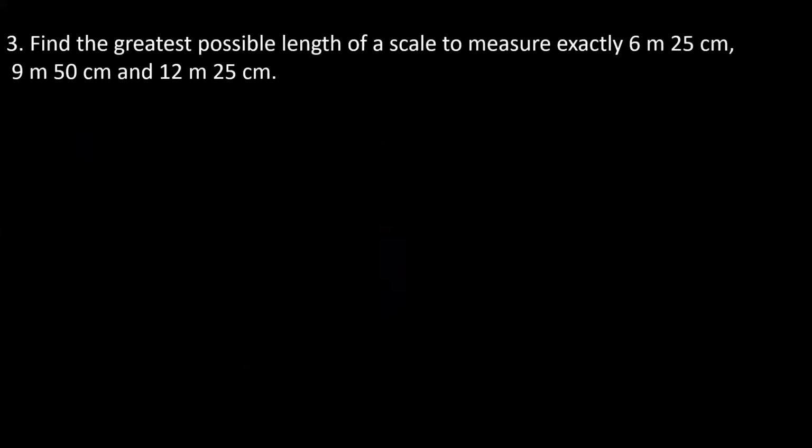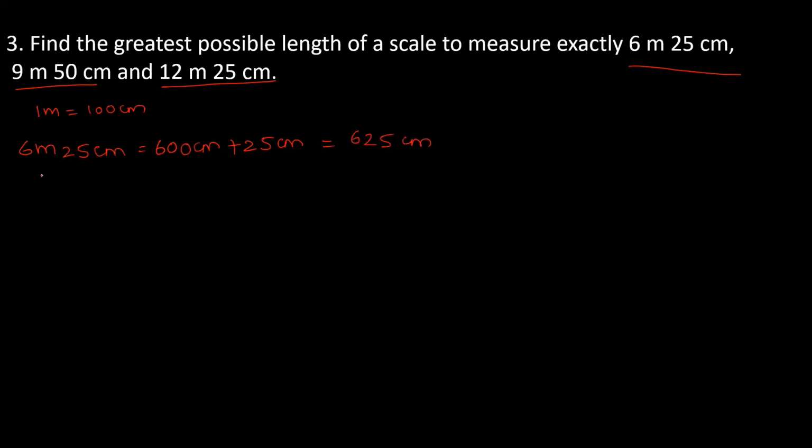Find the greatest possible length of a scale to measure exactly 6 meters 25 centimeters, 9 meters 50 centimeters, and 12 meters 25 centimeters. This is an exam point of view question. So in this question, you have to first convert the meters into centimeters. So 1 meter is equal to how much? 100 centimeters. So now first convert meters into centimeters. 6 meters 25 centimeters is equal to 600 centimeters plus 25 centimeters, which is equal to 625 centimeters.